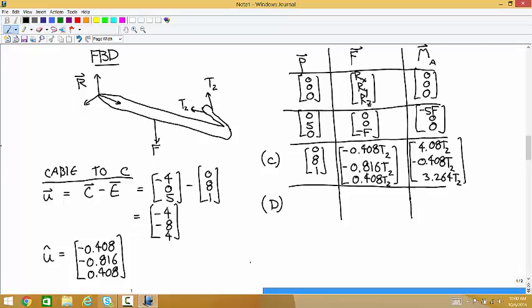The force at D is applied at E again, so the row vector is 0, 8, 1. And so 0.408 T2, negative 0.816 T2, positive 0.408 T2, and then what changes with that moment? That one is negative z, positive y. Negative z, positive y and positive x. Yep, same values though.